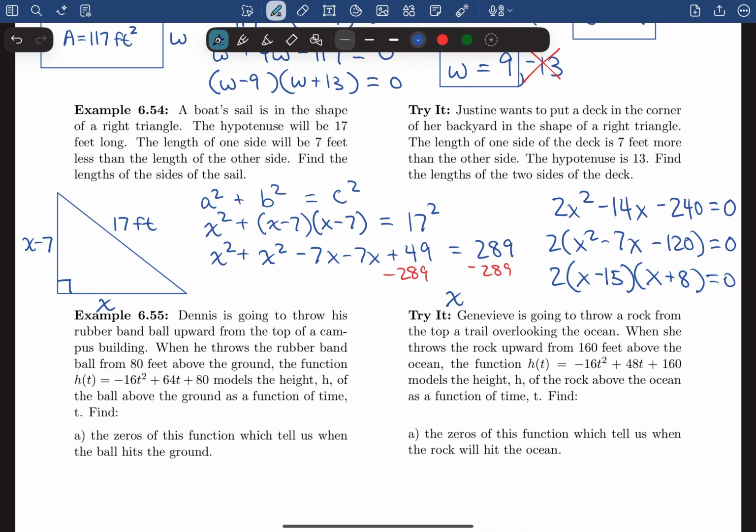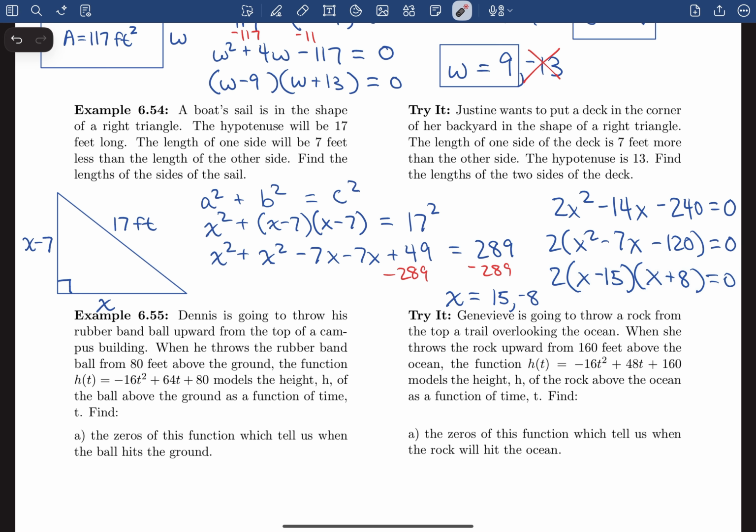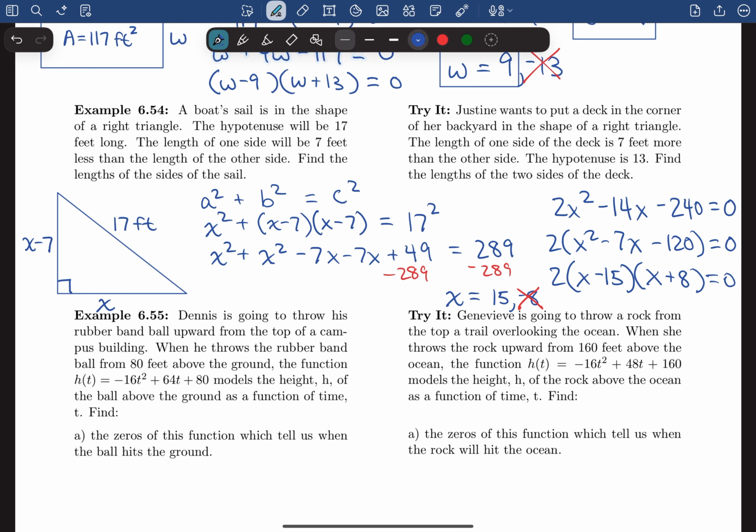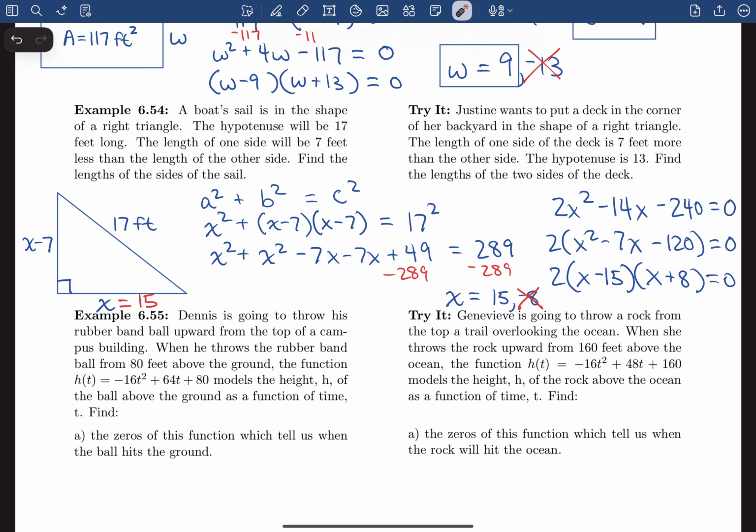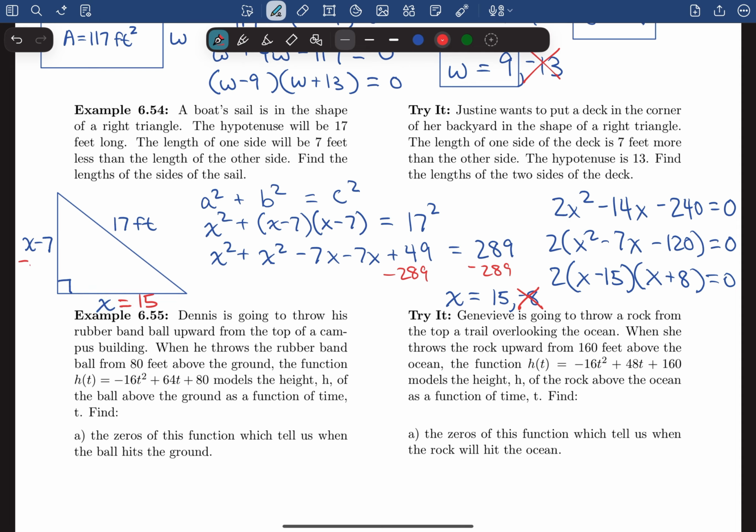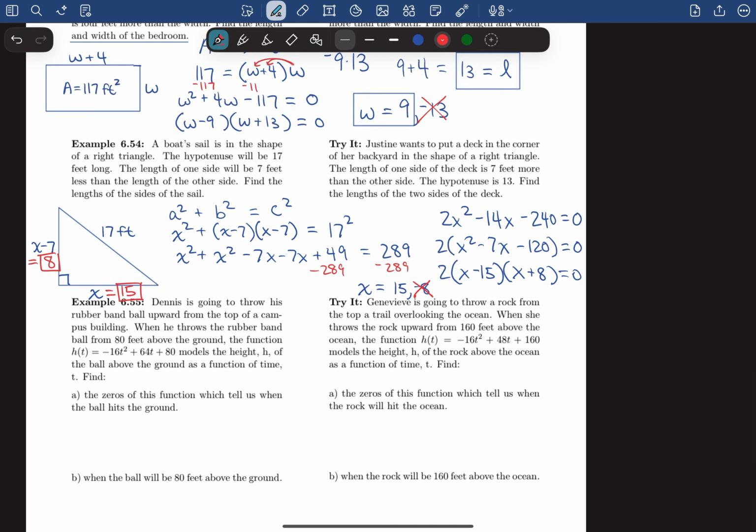So now x can equal positive 15 or negative 8, right? This x is positive 15 because 15 minus 15 is 0, and this x is negative 8 because negative 8 plus 8 is 0. And now I can cross out the negative option, and I can say that x equals 15. Then I can go over here and say 15 minus 7 is this value, which gives me 8. These are my solutions for the lengths of this right triangle.